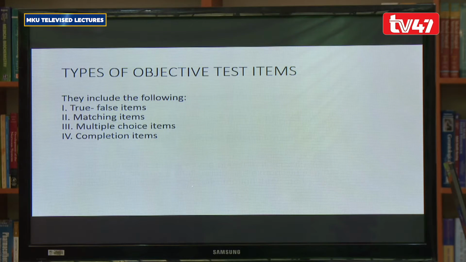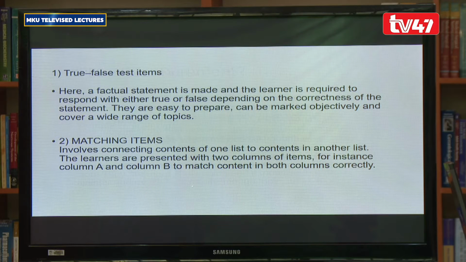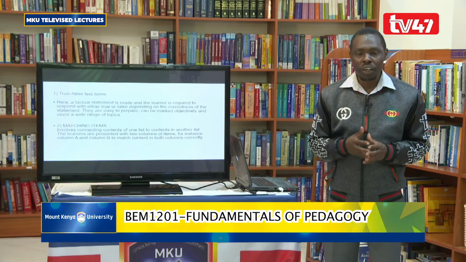Let's start with the true-false test items. In this kind of testing, a factual statement is given to the learner, and the learner is required to respond with either true or false, depending on what he or she feels is the correctness of that statement. The item has only two choices: if a learner picks true, that is the only answer there, and if the learner picks false, then that is the only correct answer, and there is no other way.